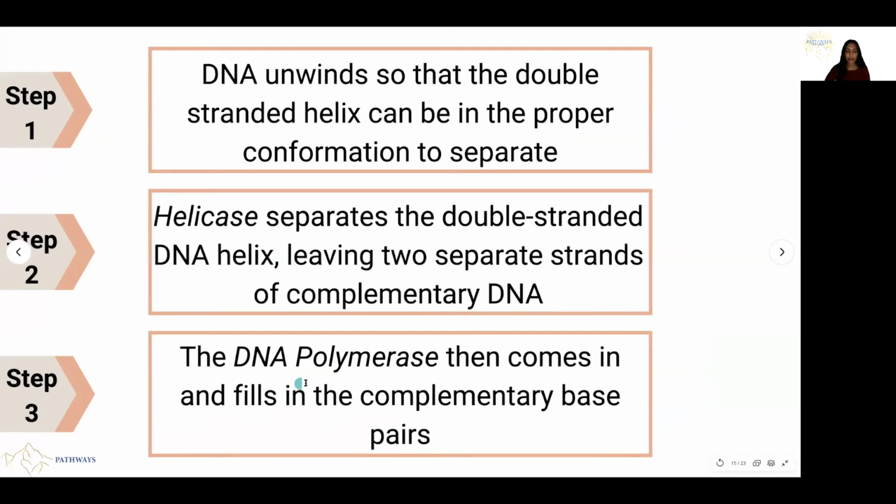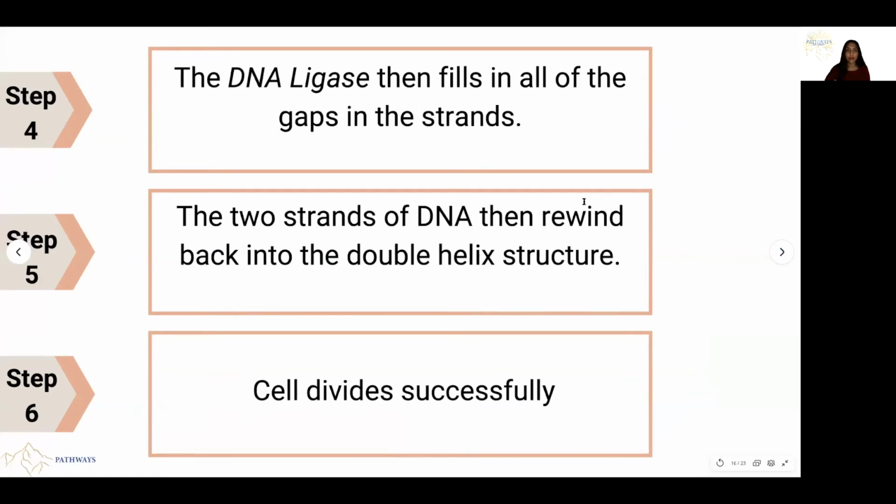Then the third step is that DNA polymerase, which is another enzyme, comes in and fills in the complementary base pairs. I have a diagram in just a second, but let's keep going. Another enzyme called DNA ligase fills in all of the gaps in the strands. Maybe there were some gaps that DNA polymerase didn't get, so DNA ligase will come in and help DNA polymerase out and fill in any of the gaps to make the strands smooth. The two strands of DNA then rewind back into the double helix structure, and then the cell is able to continue dividing.